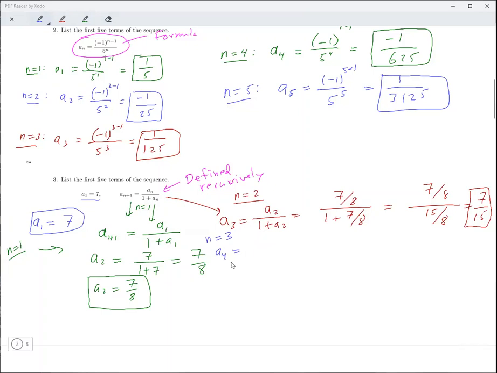Okay, so you set n equal to 3 to get A4, because that will make that a 4 there. And that's going to be A3 over 1 plus A3, which is this right here. So 7/15 over 1 plus 7/15. Okay, 1 is equal to 15/15. So 15 plus 7 is 22. So that'll be 22/15.